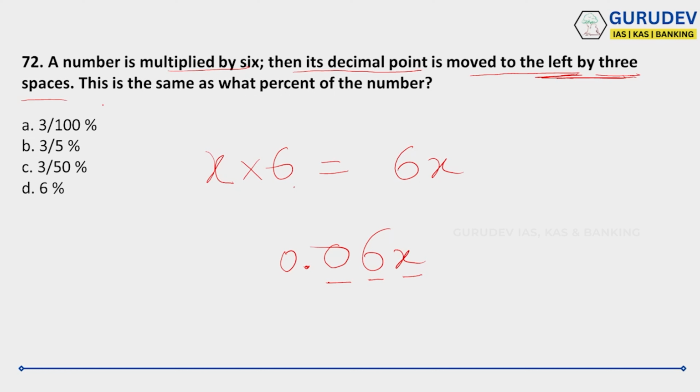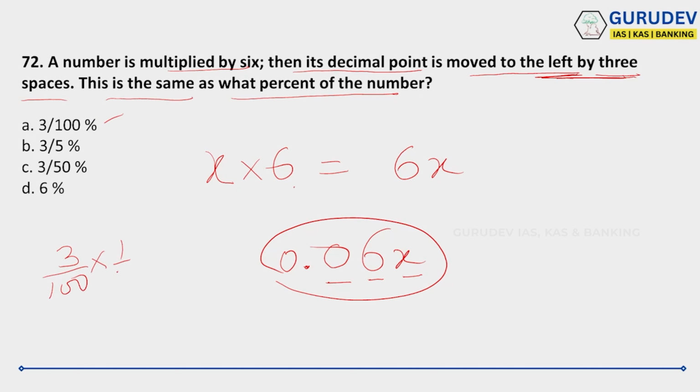So what he is asking is, this is the same as what percent of the number. So this should be the same as the option. Let us check option number 1 now. Option number 1 is 3 by 100 percentage. This percentage can be written as divided by 100. If I solve this one, there are 4 zeros, so I can write this as 0.0003 because there are 4 zeros in the denominator. So option number 1 is wrong.